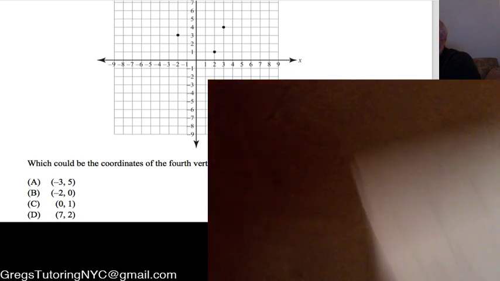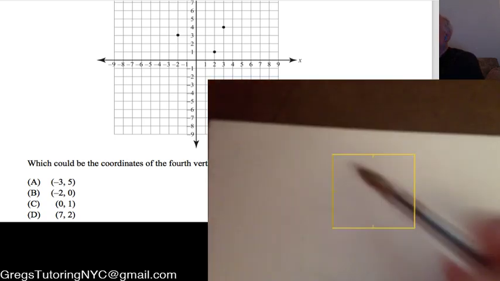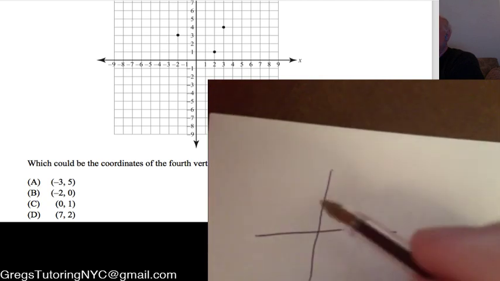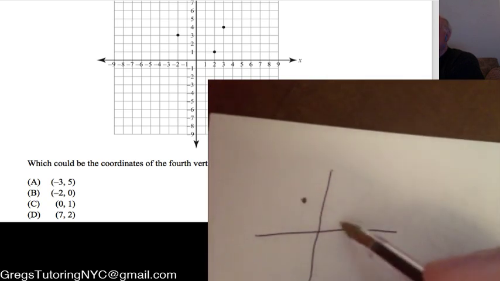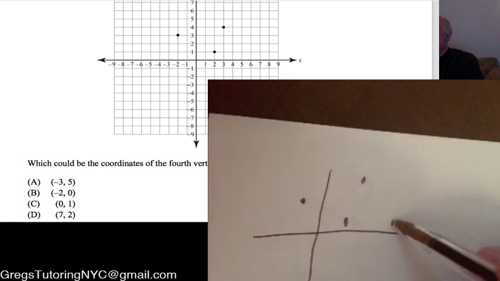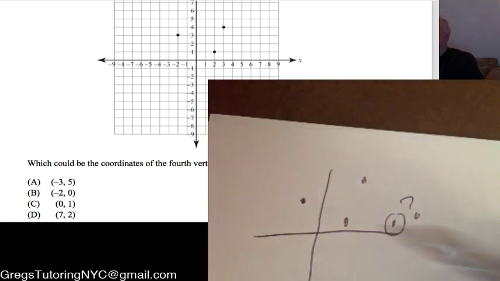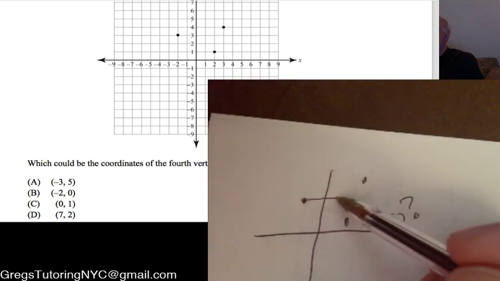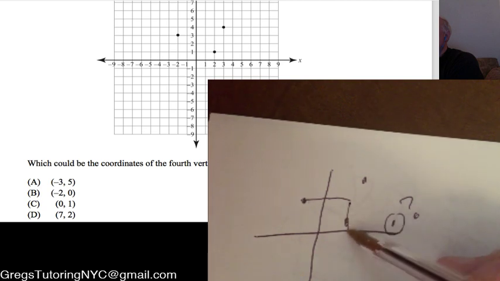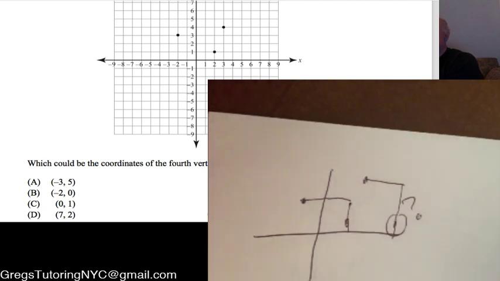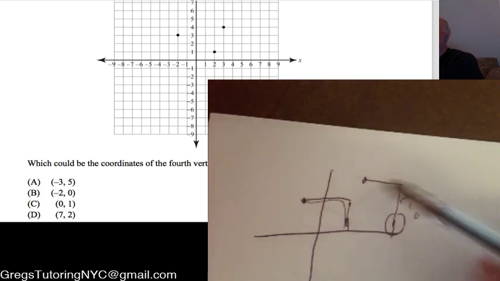So let me draw the 3 dots again. If the answer was going to be D, you can confirm it. Because if you go over a certain amount and down a certain amount, this should also go over and down the same amount. So that's a cheap way to double check this.